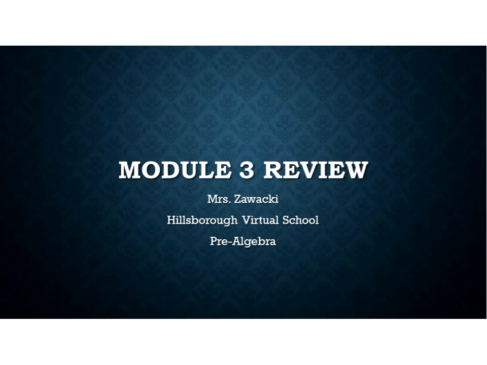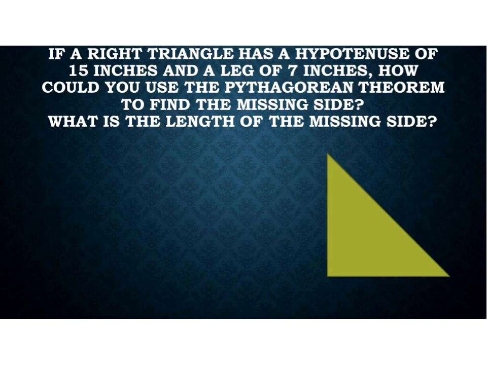Okay, we're going to do a Module 3 review to help go over the test for Module 3. Starting with our first question: if a right triangle has a hypotenuse of 15 inches and a leg of 7 inches, how could you use the Pythagorean theorem to find the missing side? And then what is the length of the missing side?